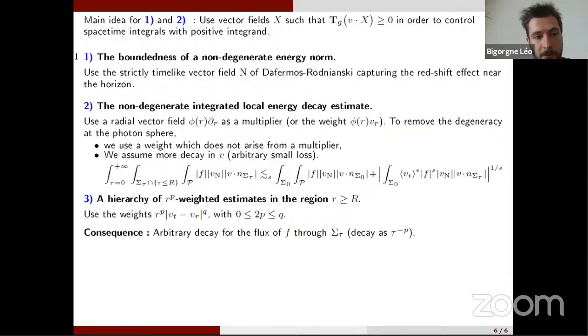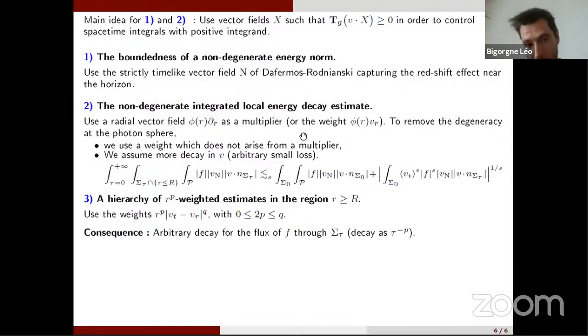So for instance, for the uniform bound in time for a non-degenerate energy norm, what we can do is to use the redshift vector field of Dafermos and Rodnianski. And the thing is that, in fact, the future event horizon is a very favorable place in order to estimate the solutions. For the integrated local energy decay estimate, we can use a radial vector field as a multiplier.